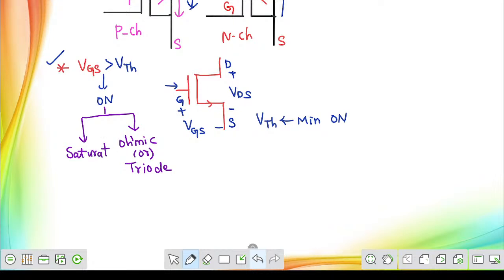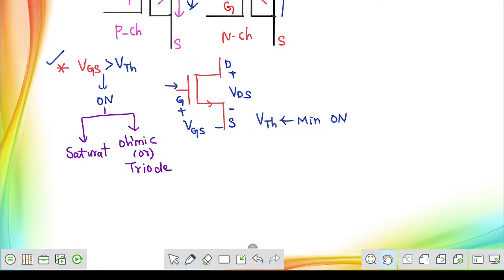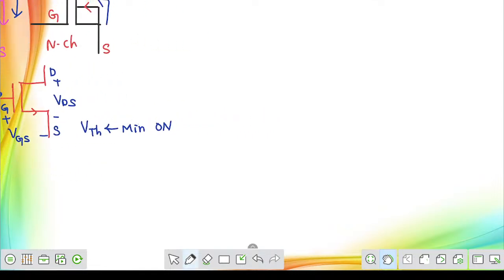So in which region are we going to operate our MOSFET now? That is the next question. How should I identify in which region our MOSFET is under operation? Let us see. To know that, let me guide you.